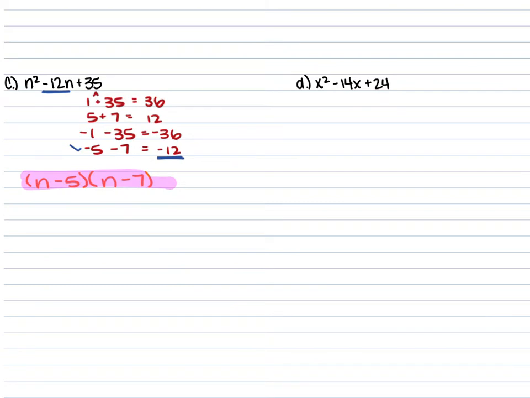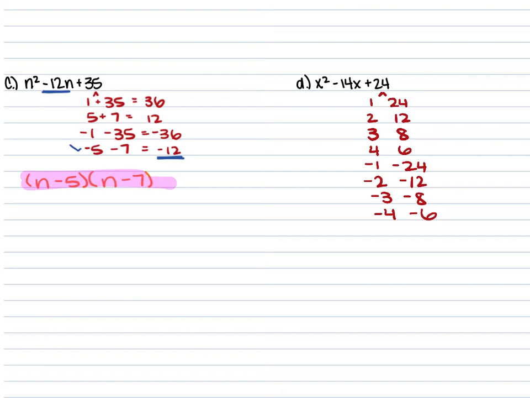Example D gives us x squared minus 14x plus 24. So our factors of 24 are 1 and 24, 2 and 12, 3 and 8, 4 and 6. We also have negative 1 and negative 24, negative 2 and negative 12, negative 3 and negative 8, negative 4 and negative 6.